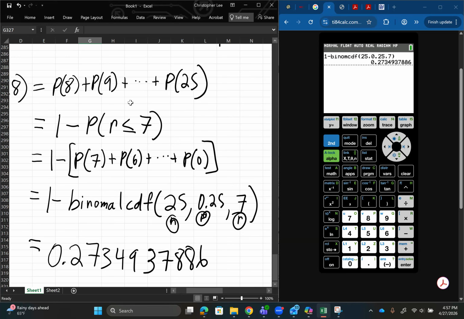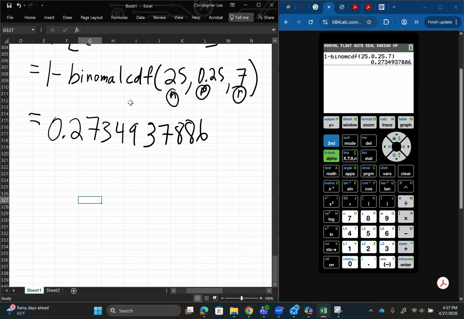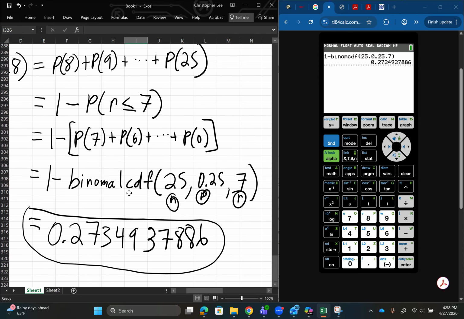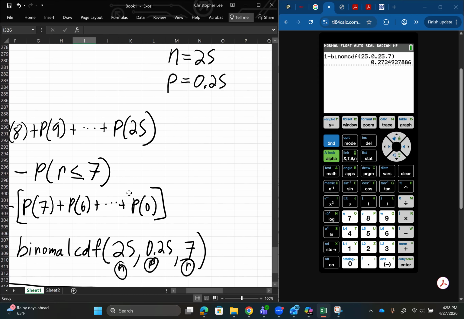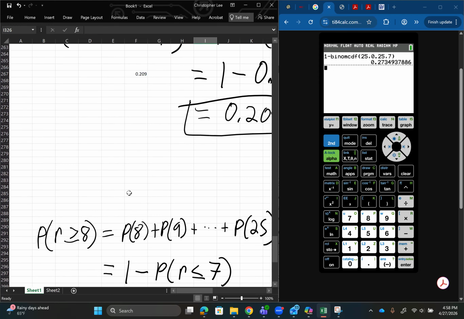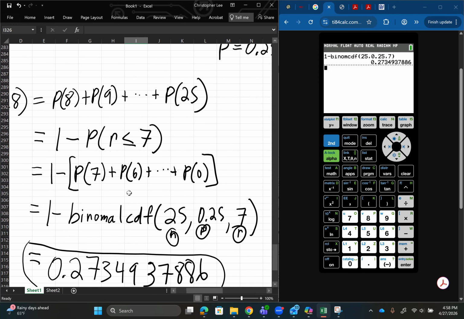So this answer that I got right here, let's be clear about something. This is the answer to the question. Period. That's the real answer right there, right? But I'm interested in approximating the answer because I don't want to go through all this work, right? So I want to use a normal distribution to approximate it, right? So let's look at the answer that we got before. That's the 0.209.